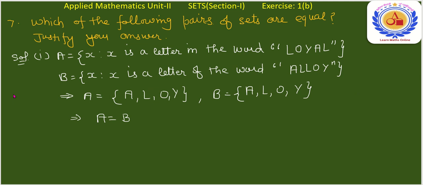Which of the following pairs of the sets are equal? Justify your answer. Same question, same type is there. A is a set where x is a letter in the word loyal, and in the set B, x is a letter of the word alloy. If we write these sets in the roster form, then easily we can observe that these two sets are equal because these two sets are having the same elements. So here A is equal to B.